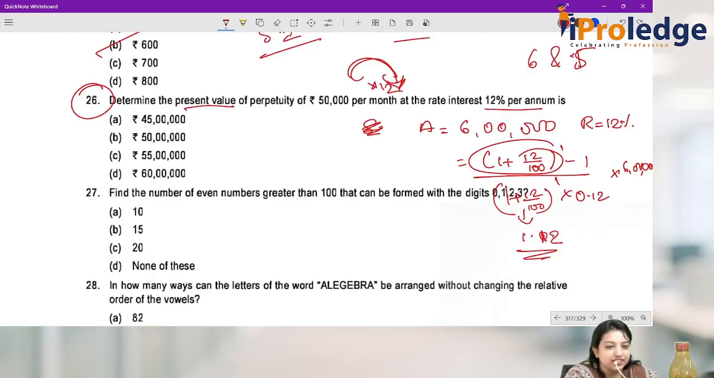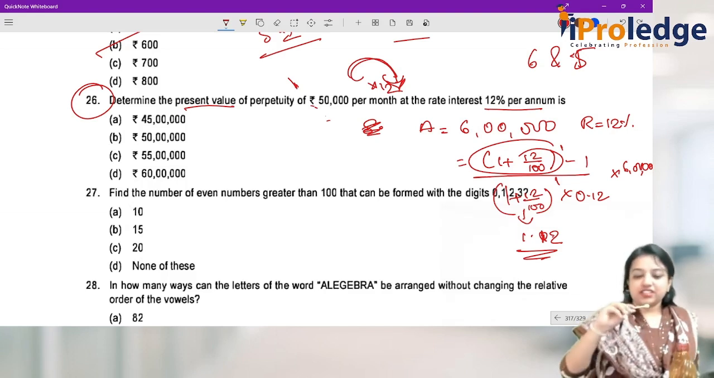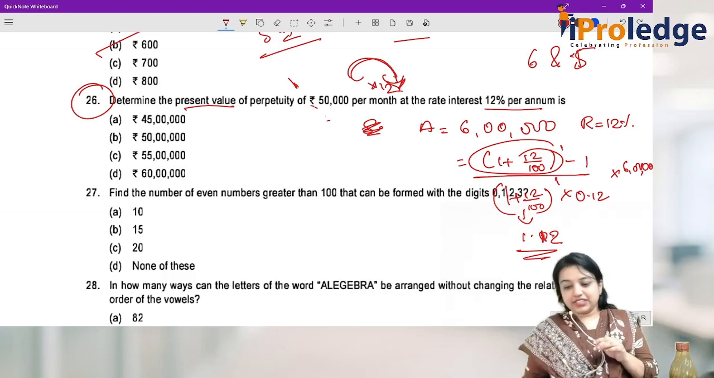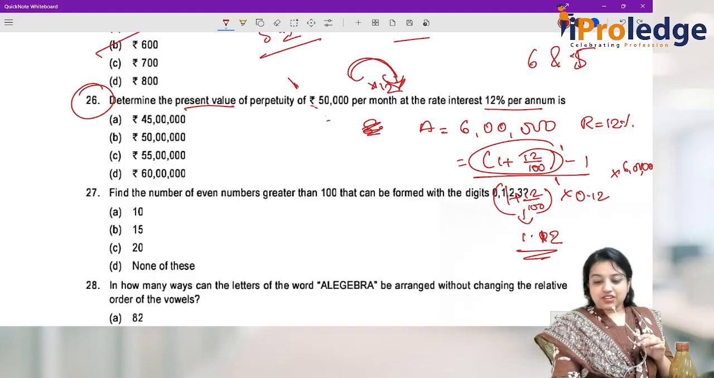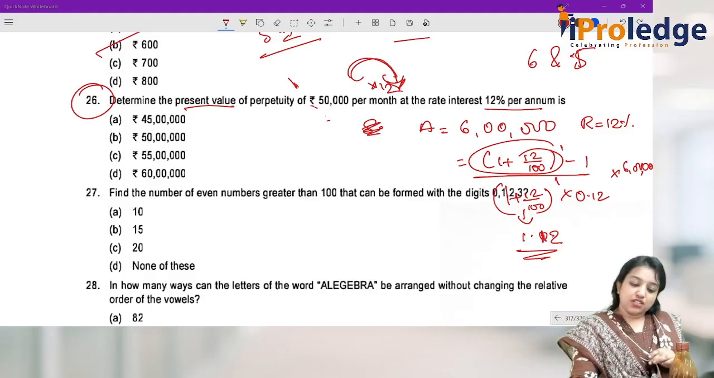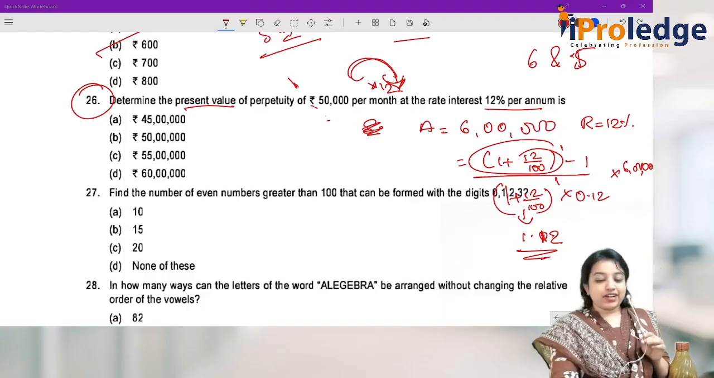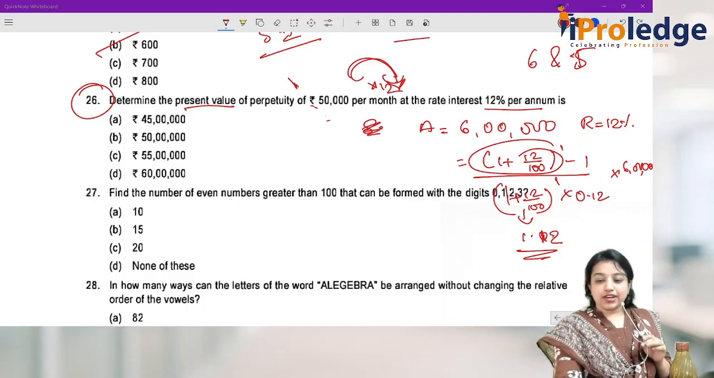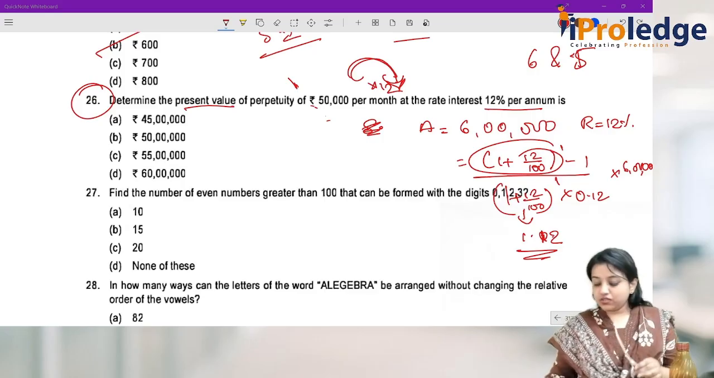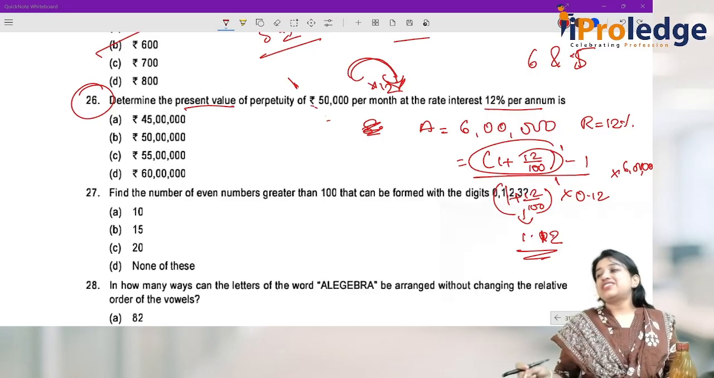50 lakh, option B, 50 lakh. But the formula is not working for me either. It's 50 lakh only. The formula is not working, I'll check it and tell you. That's it, done with today's class. We'll have online tomorrow, it's completely online. Any doubts? And we'll start from 11.